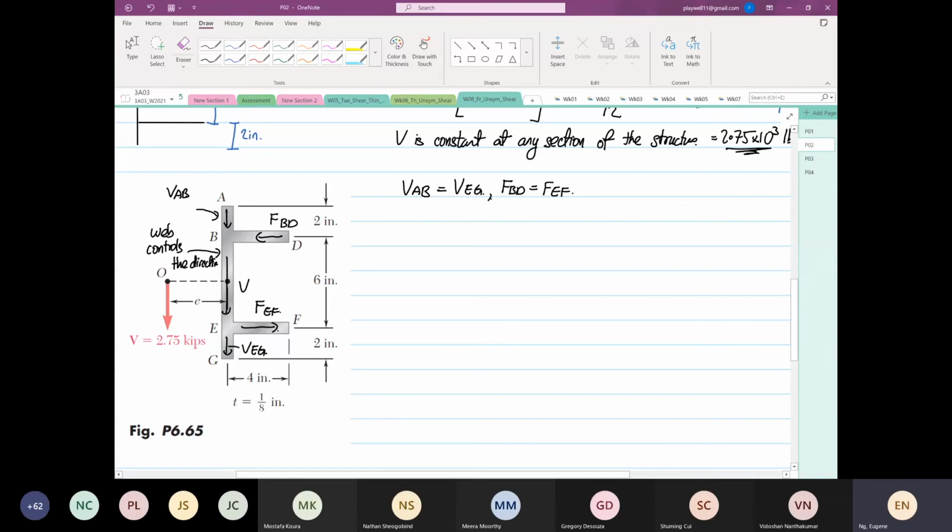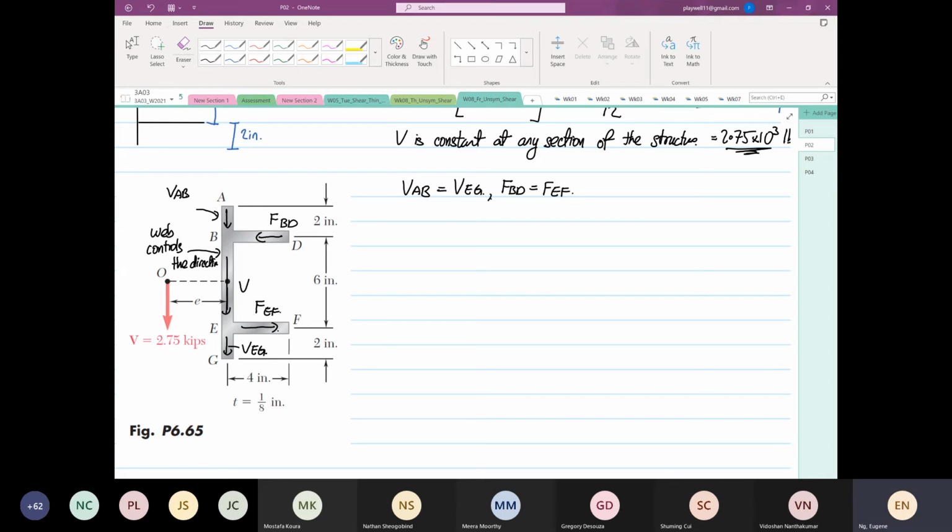Basically because of geometry, the BD geometry and the EF geometry, in terms of thickness and length, is exactly the same. Likewise, AB and EF have the same what? Area. Okay. So now let's look at BD.